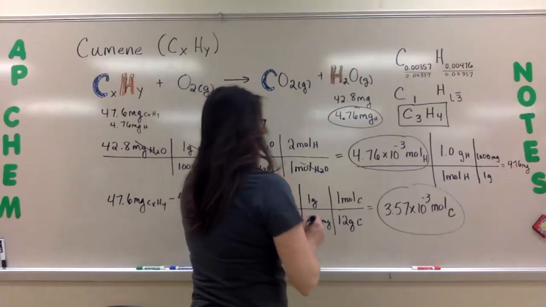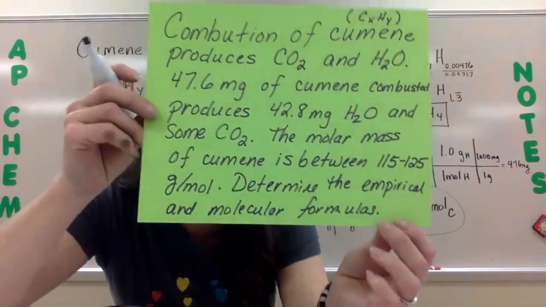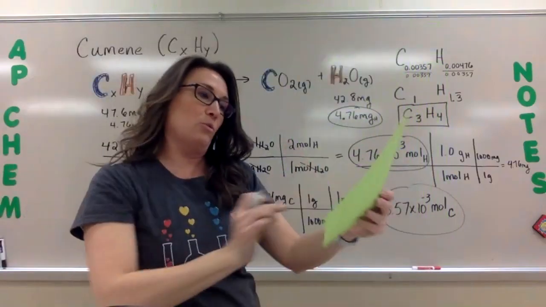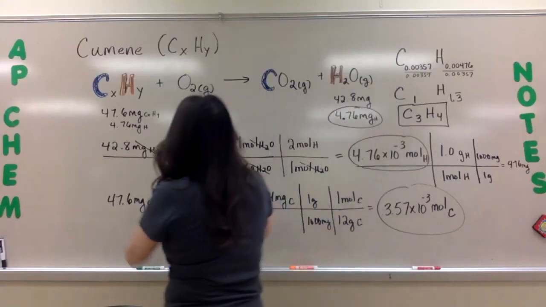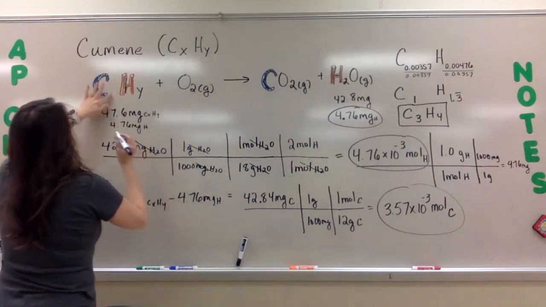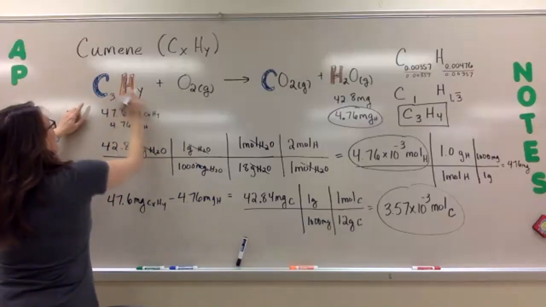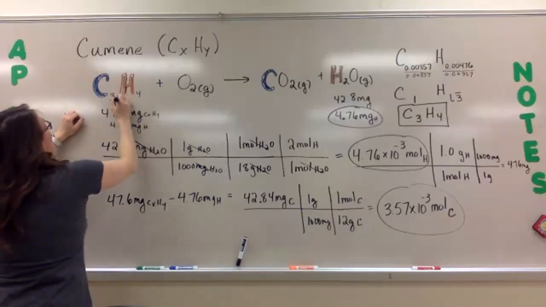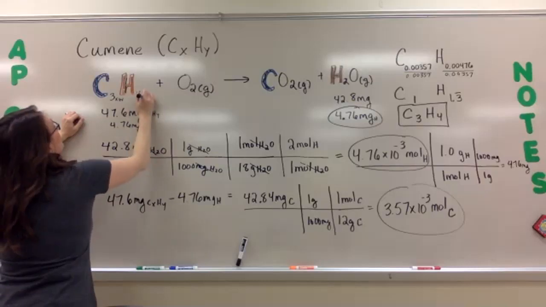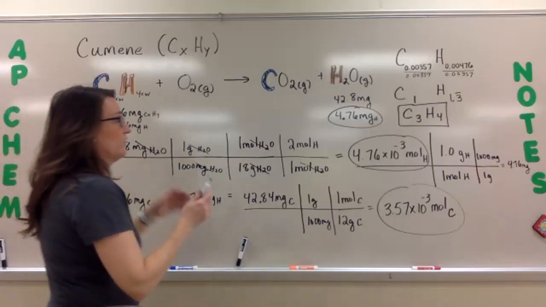Okay, so what are we going to do now? Well, they told us one more thing. They said that the molecular mass was somewhere between 115 and 125. So now we know that this is possibly C3H4, or some multiple higher than that. Okay, so how do we know if we're done?